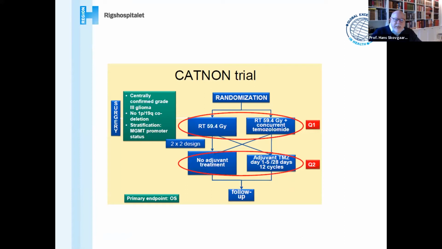Going to the grade 3 gliomas with no 1p19q co-deletion, they were stratified between MDMC. There is this German study with radiation versus radiation plus temozolomide, or neoadjuvant treatment, no adjuvant treatment, or adjuvant treatment, and so on. And so the basic question here: does it add anything to the survival if you add chemotherapy to the radiation?